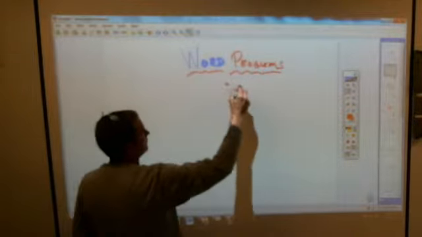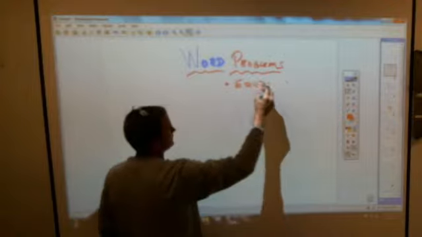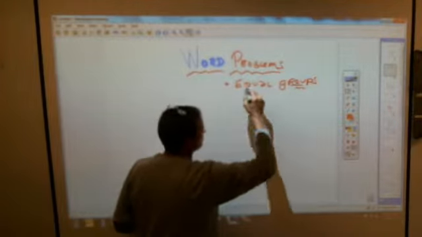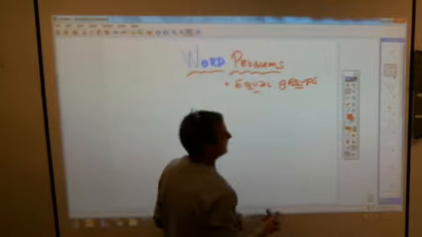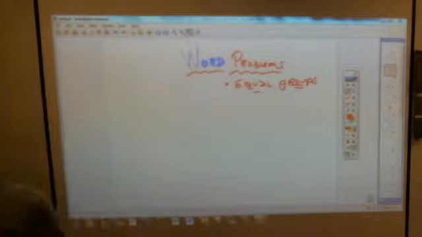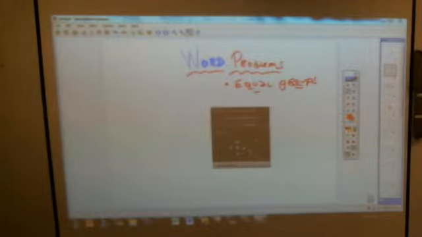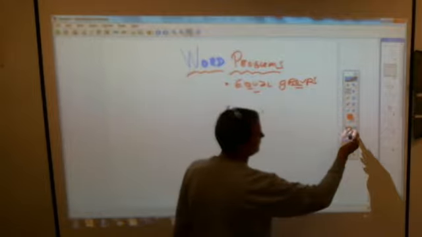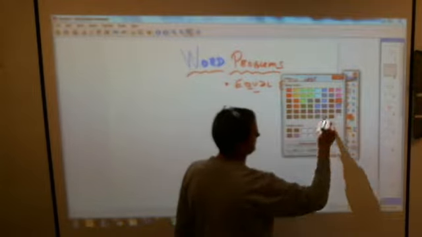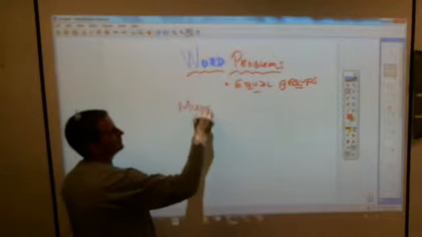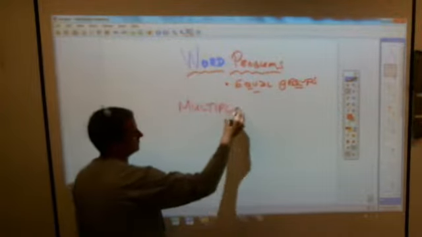Subheading, equal groups. Equal groups. Just like we had problems about separating things and combining things, this one's about equal groups, and I will just go out on a limb and tell you right off the bat here, these are multiplication pattern problems. Multiplication pattern.